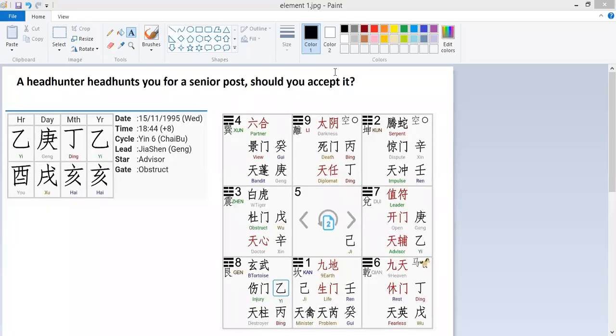Hello, welcome to Qimen. Today's case study, we are talking about this particular job-related situation where a headhunter actually headhunts you for a senior position. So the question is, should you accept it?